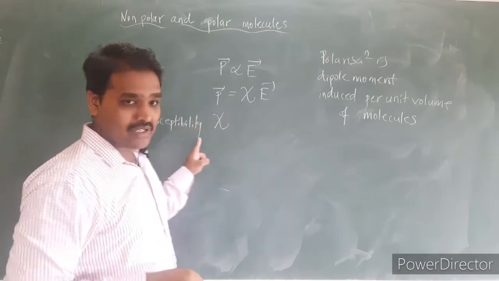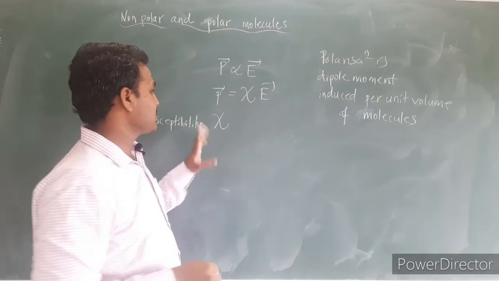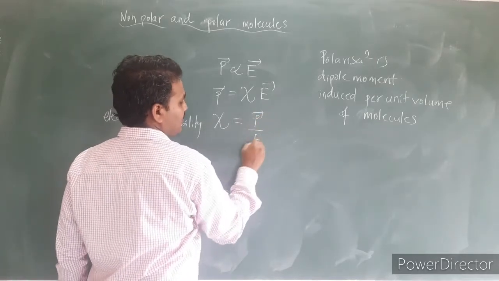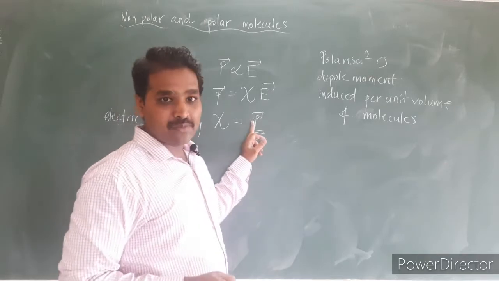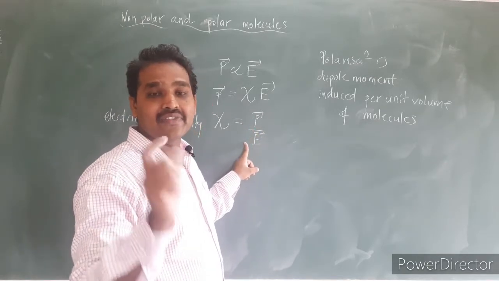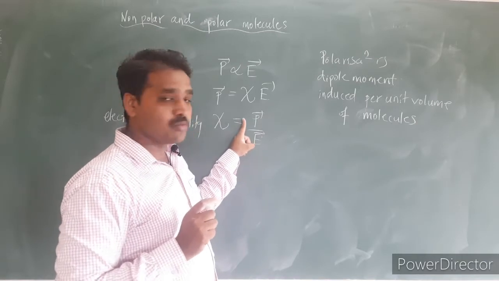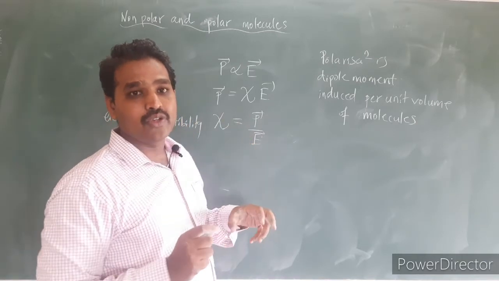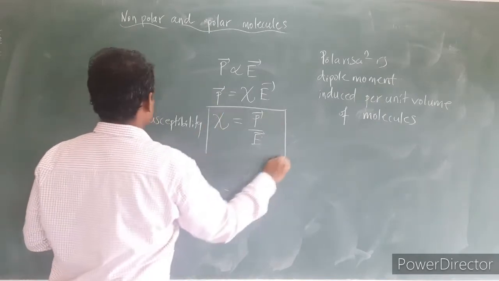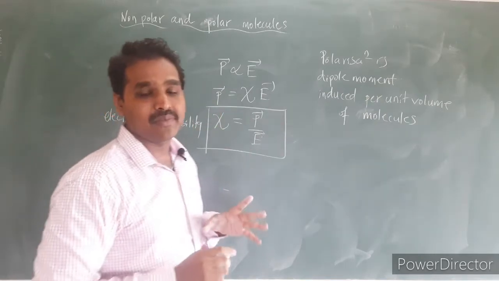They can ask 1 mark question that what is electric susceptibility. So this can be written as P divided by capital E. It is the dipole moment produced per unit electric field. Okay, so the dipole moment produced per unit magnitude of the external electric field. So this is nothing but electric susceptibility.